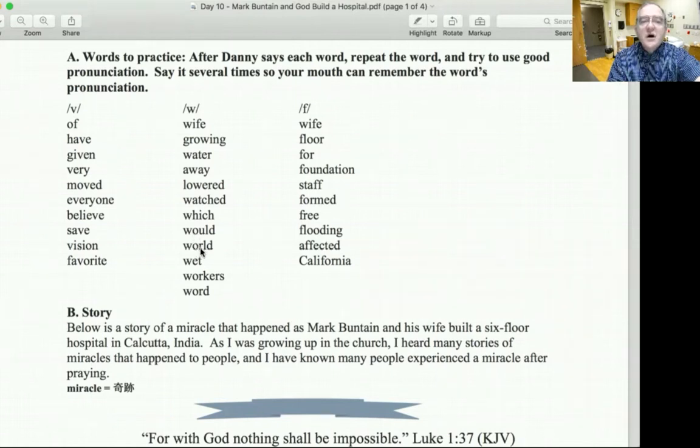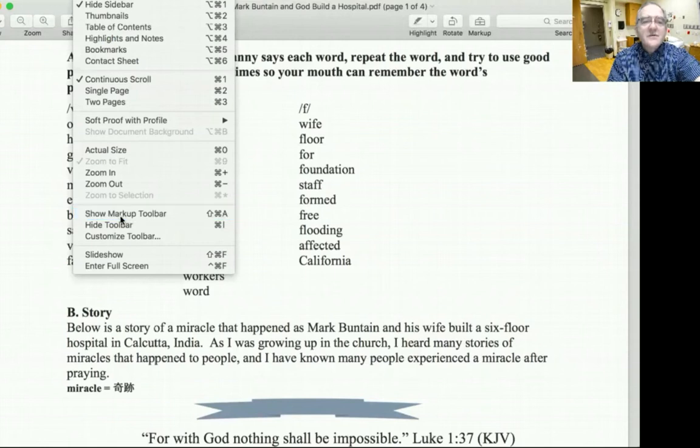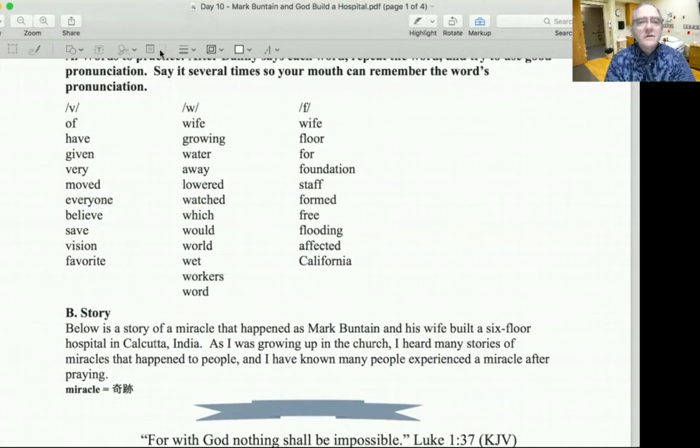World. Give you a good RL. World, world. Let me show you something right now. Let me show you something. The word world sounds like this. Okay.